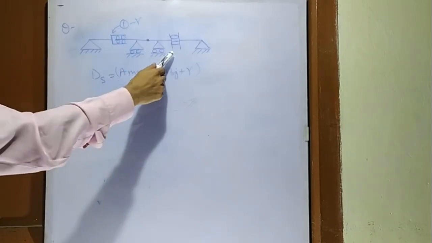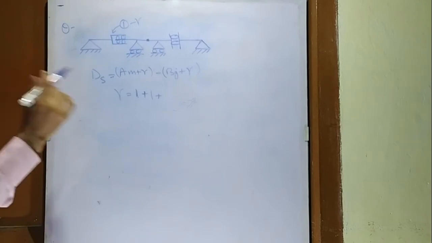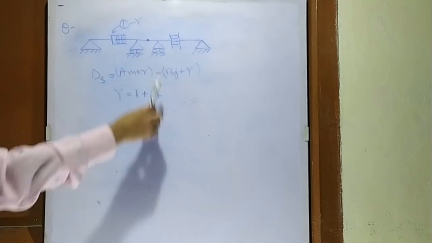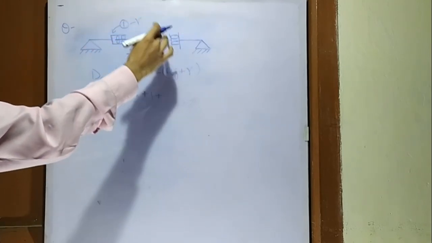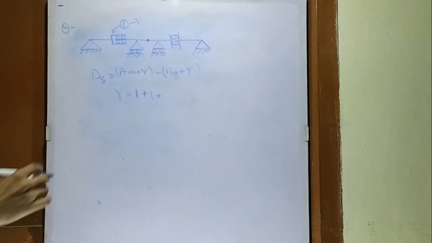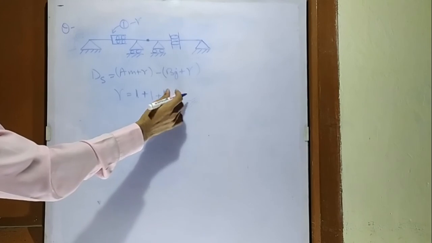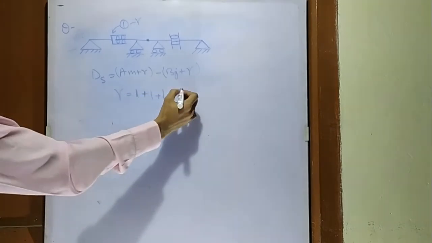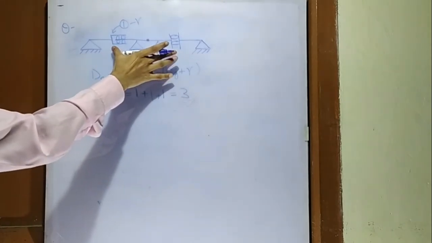So at this guided roller, what will be the release? What will be the value of releases? This guided roller cannot transfer any shear force in vertical direction, because if there is any vertical force, it will not provide any resistance in the vertical direction. So there will be one release at this guided roller. Okay, so the releases come out to be 3. We are considering this guided roller as a release.